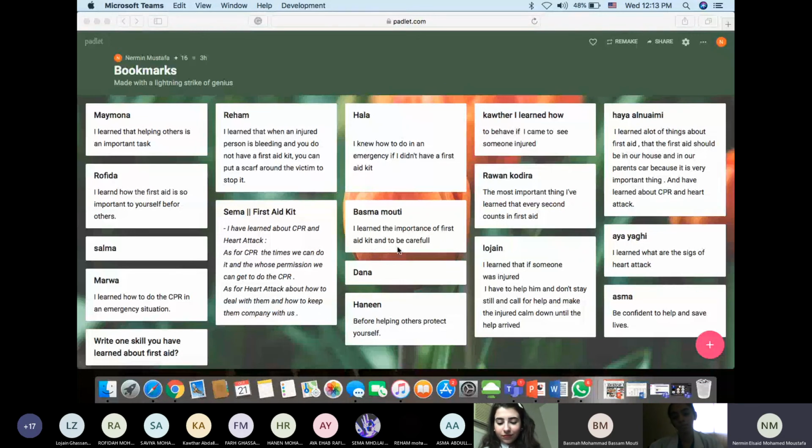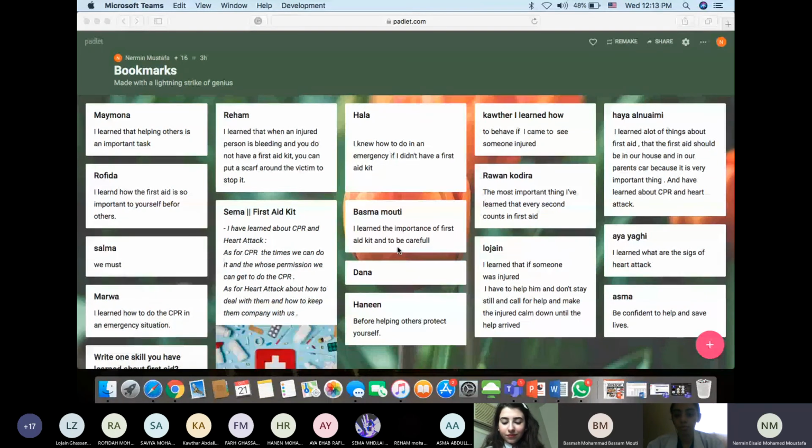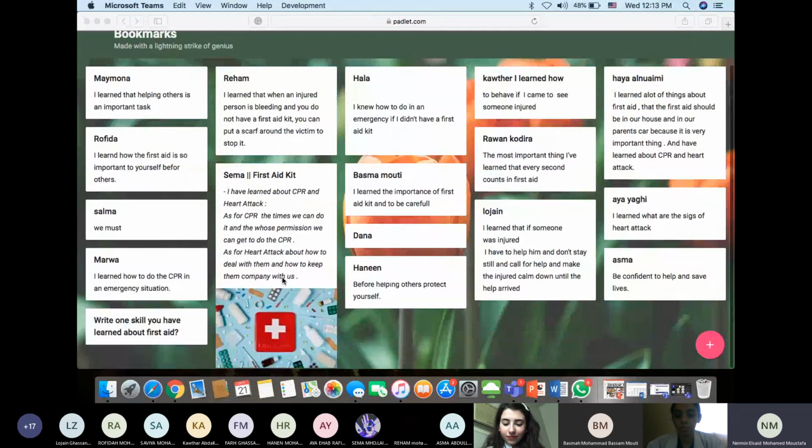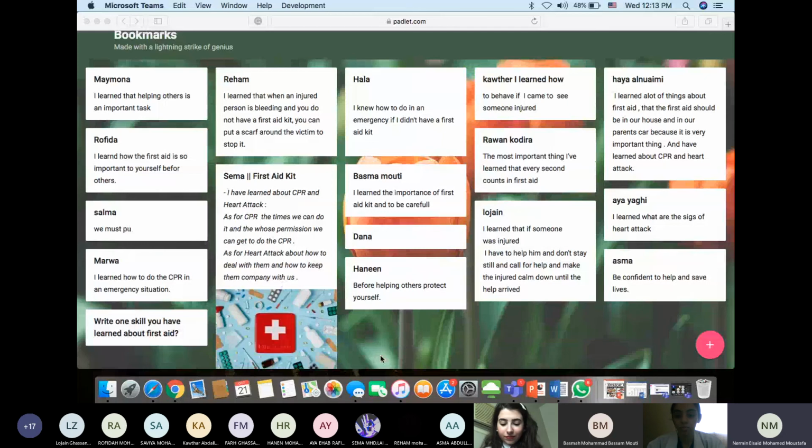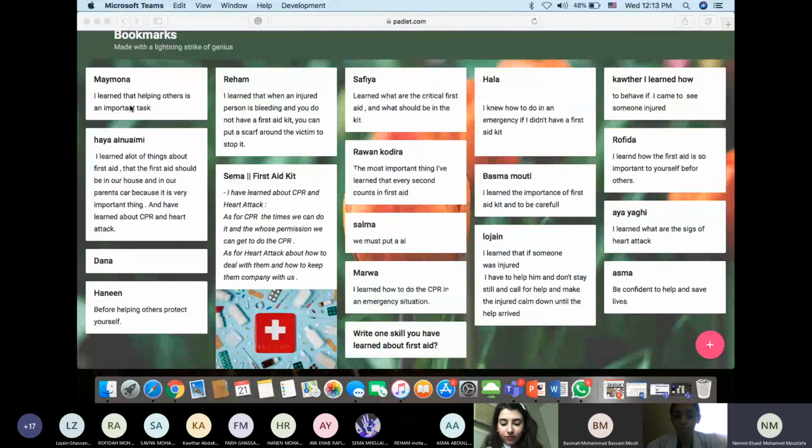Kauthar, how to behave if I come to see someone injured. Yes, how to behave. How will be our reaction? Yes. Aya, Liari, the signs of heart attack, and Sema, she introduced the first aid kit for you girls as a gift, I think. Salma, we must put what, Salma? Please complete your sentence. Maymuna, I learned that helping others is an important task for all. It's not only exclusive, as I told you, for medical professionals.